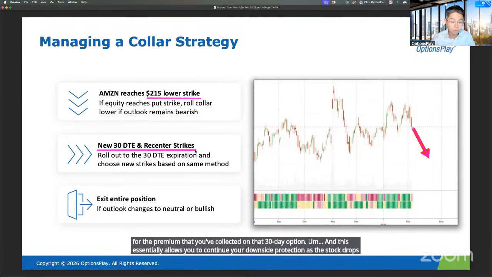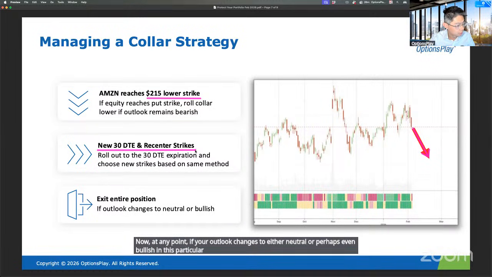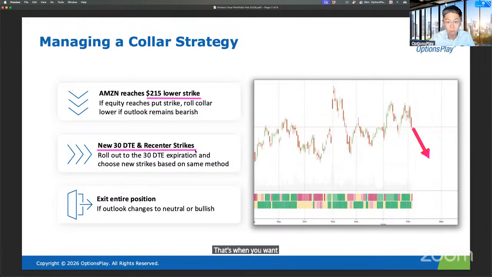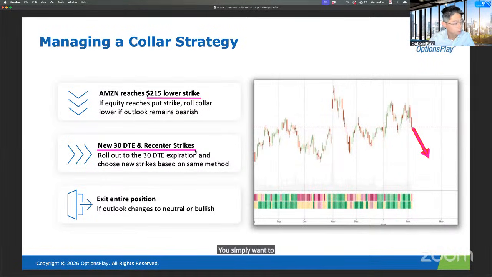And this essentially allows you to continue your downside protection as the stock drops. So if your view is correct and the stock starts to drop, you can continue to provide further downside protection in your portfolio in this particular case. Now, at any point, if your outlook changes to either neutral or perhaps even bullish in certain instances, that's when you want to exit your collar position entirely. You don't want to roll it at that particular time. You simply want to exit your collar strategy.